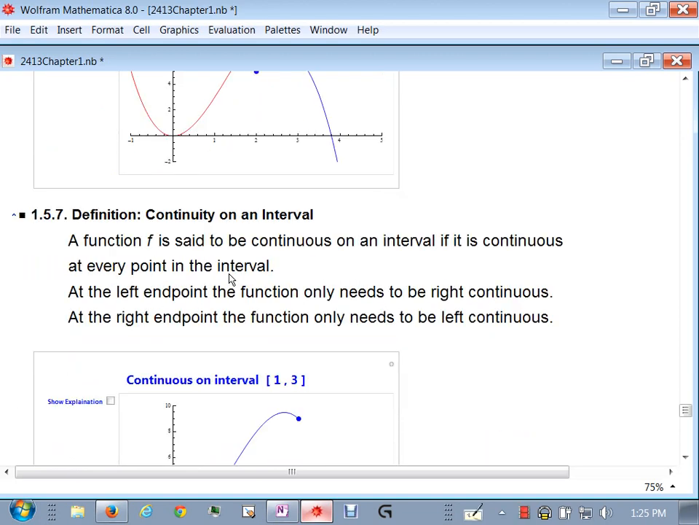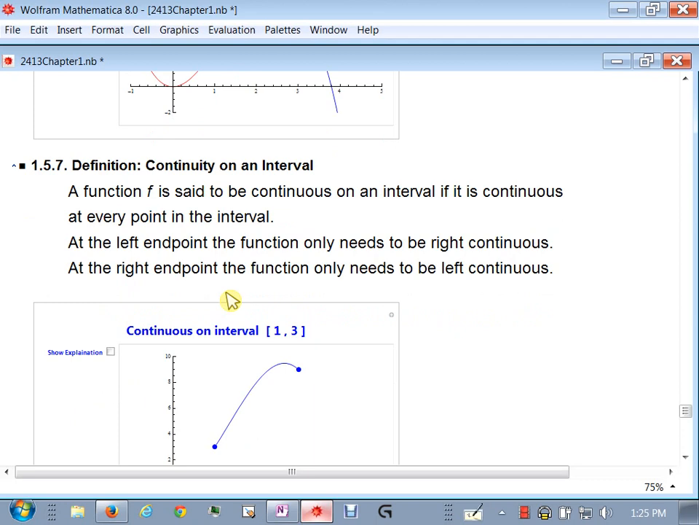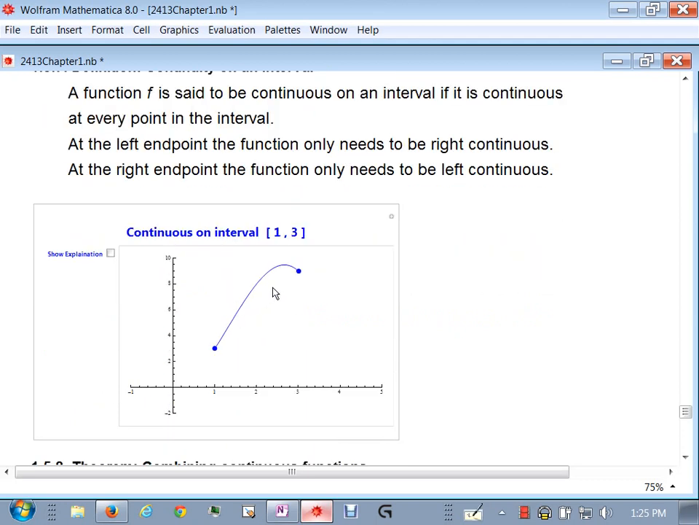All right, a function f is said to be continuous on an interval if it's continuous at every point inside the interval, and then at the endpoints it only needs to be either left or right continuous. So look at this function between 1 and 3. It's continuous on the entire interval. You draw without picking up your pencil. When you get to the left endpoint, you are right continuous. When you get to the right endpoint, you are left continuous. So therefore, it's continuous on the whole interval. Does that make sense?